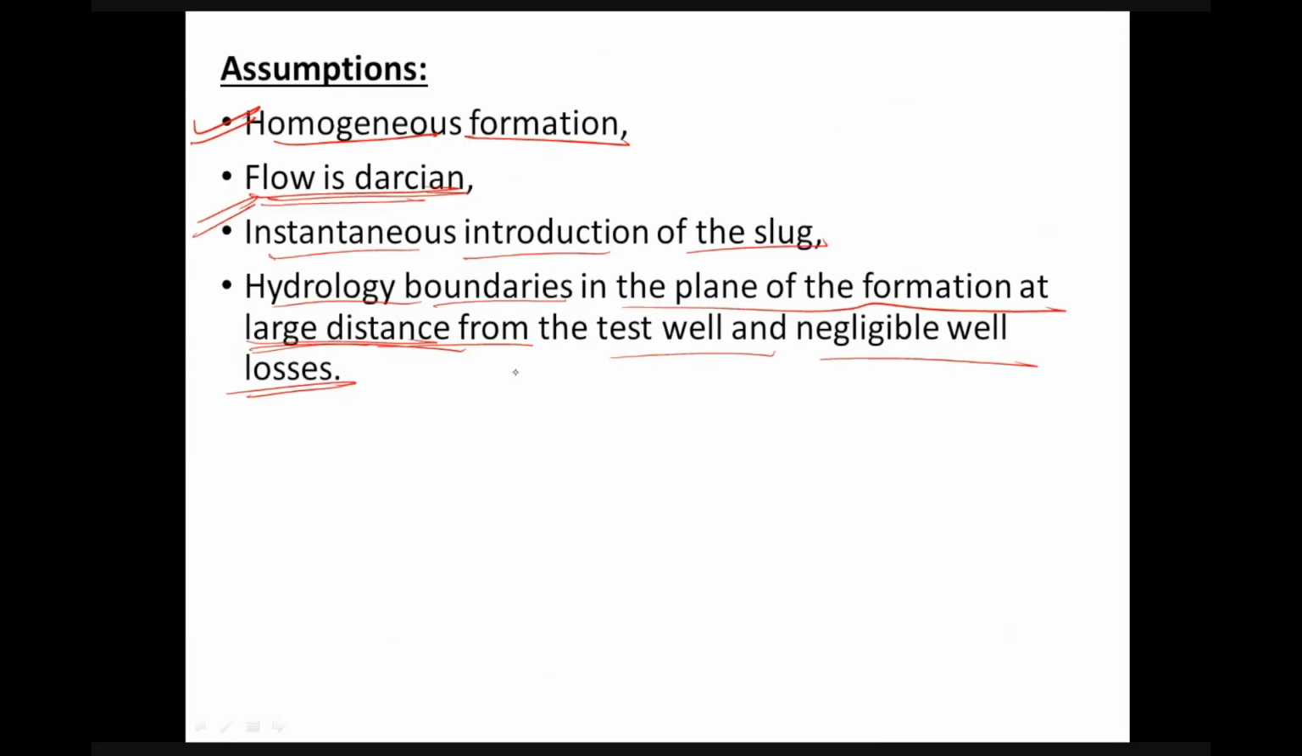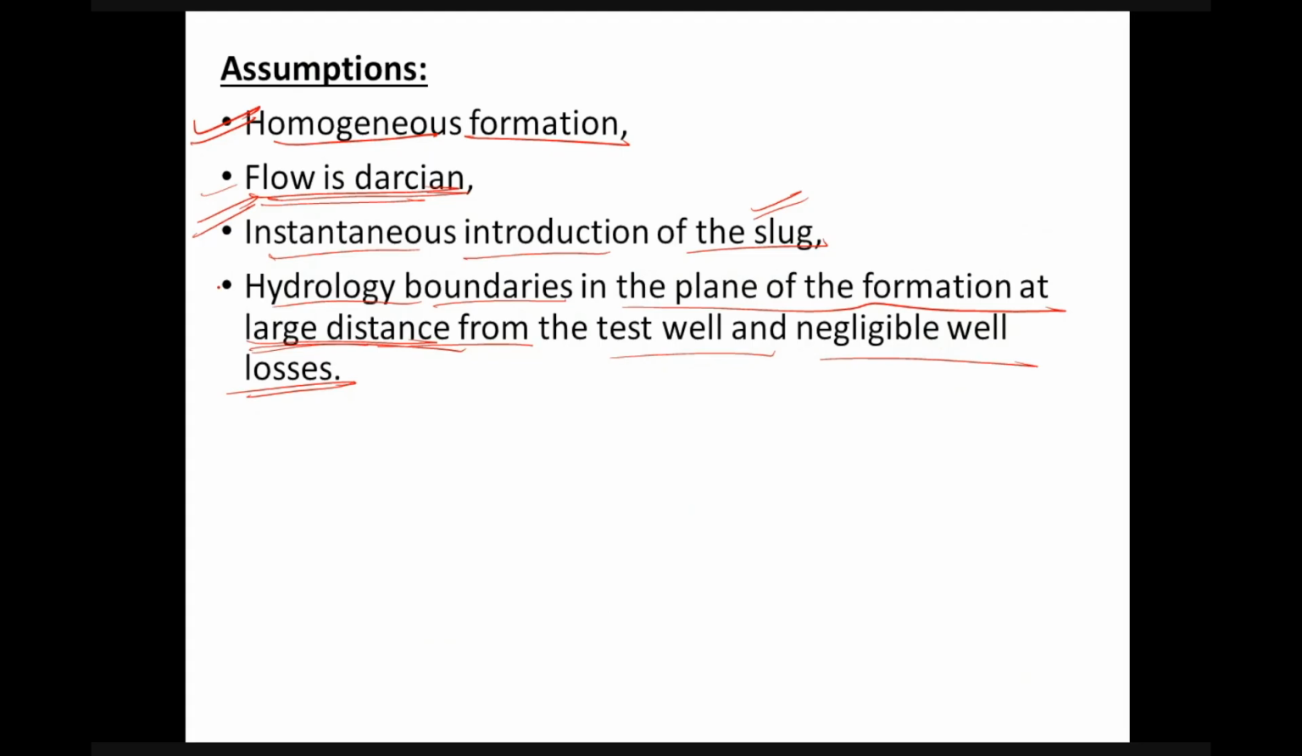Now, there are certain assumptions that are being made in this method. First is the aquifer that we are considering. It should be homogeneous. Darcy's law is valid, that is, the flow is Darcy flow. There is instantaneous introduction of the slug, so there is no time lag for the introduction of the slug. We have instantly introduced the slug into the well.